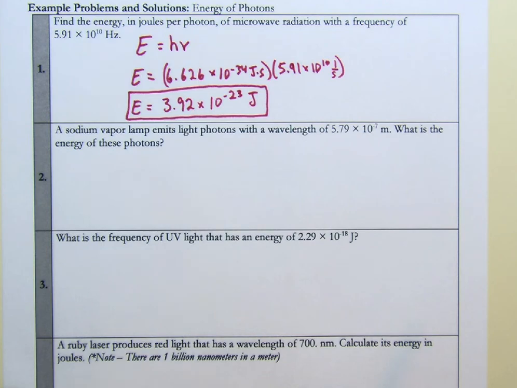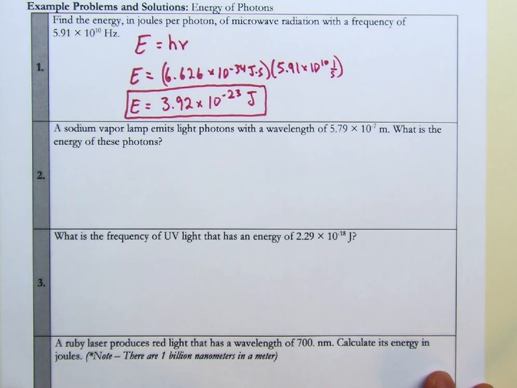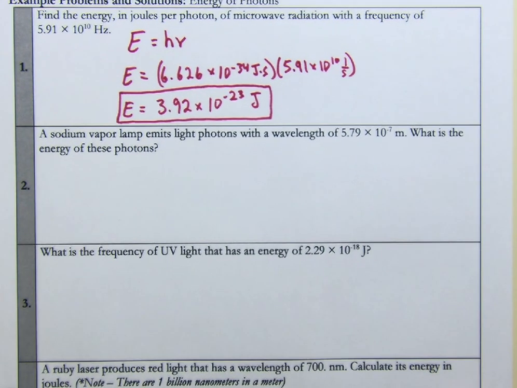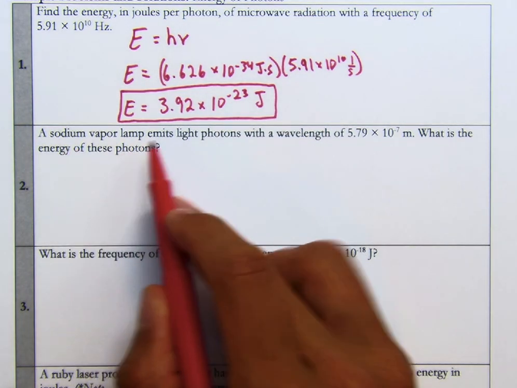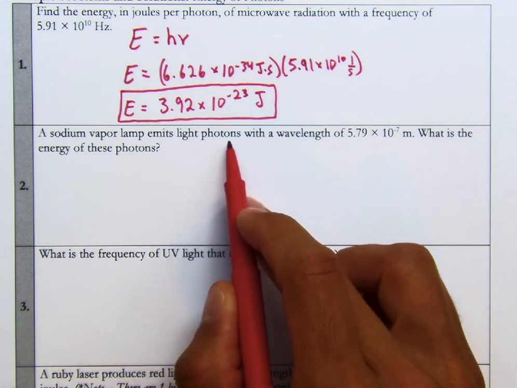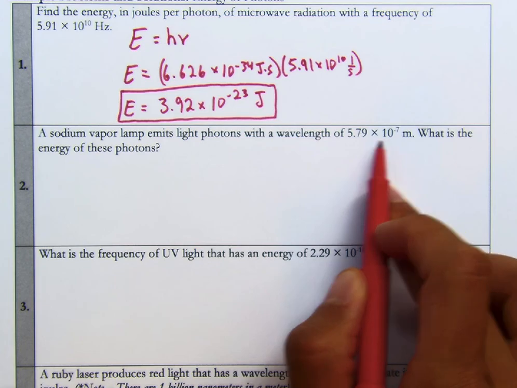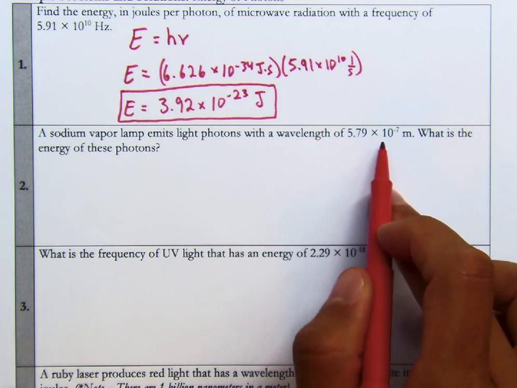So pretty straightforward. Now, for the next problem, I'm going to zoom in a little bit here. Hopefully that's helpful. The next problem says a sodium vapor lamp emits light with photons in the wavelength of 570 nanometers, kind of a yellowish color light that's emitted from a lamp. What is the energy of these photons?